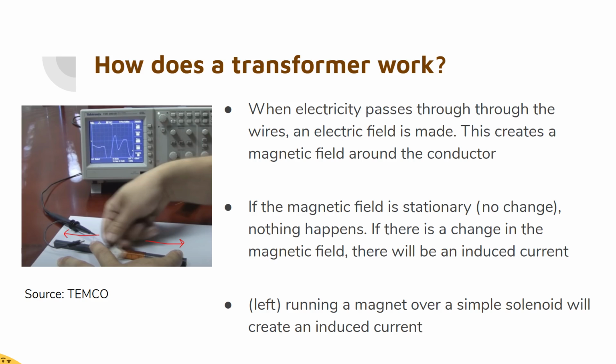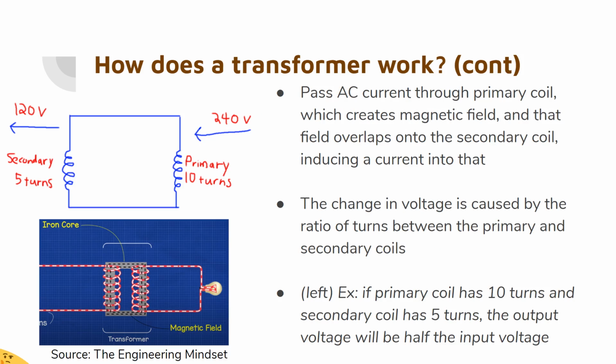How does it work? First, current passes through the primary coil, which creates a magnetic field that overlaps onto the second coil, which gets an induced current due to this field. This induced current only appears when there is a change in the magnetic field. If the field is static, then there won't be an induced current. The voltage change depends on the ratio of the number of turns of the primary coil and the secondary coil. For example, if 240 volts go into the primary coil with 10 turns, and the secondary coil has 5 turns, the output voltage would be 120 volts.